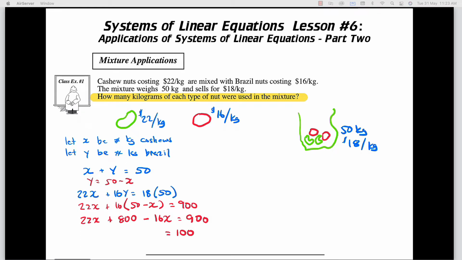And I can gather the like terms. So I've got 22x and negative 16x, giving us a total of 6x. And if I divide both sides by 6, I'm going to end up with 16.66666. So I get x equals 16.666, and that's repeating. Now, you should recognize that 0.66666 is going to be the same as 16 and 2/3.